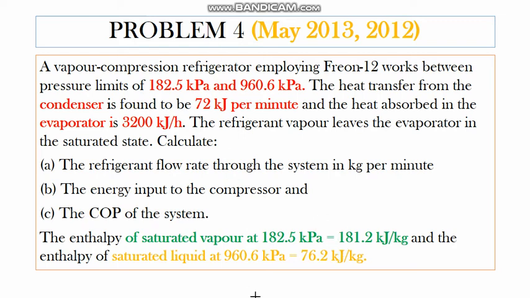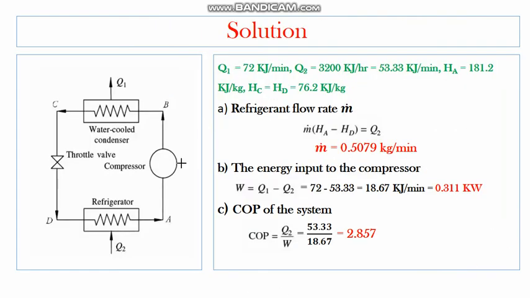One more thing: in this question, it is not given that there is an expansion engine. If your question mentions an expansion engine, then your HC will not be equal to HD. If nothing is mentioned about it, you can assume it is a throttling process. In a throttling process, HC is equal to HD. Now we'll move to the problem.